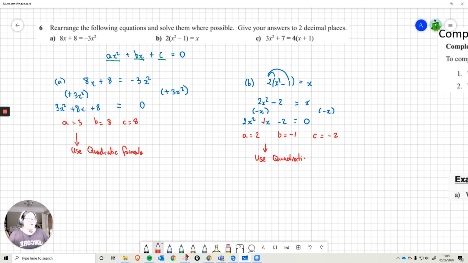So first thing, if you see any brackets, expand those brackets. So in this question here, you would want to expand this right hand side and then aim to make one of those sides equal to 0 by subtracting or adding those terms to make them equal to 0.